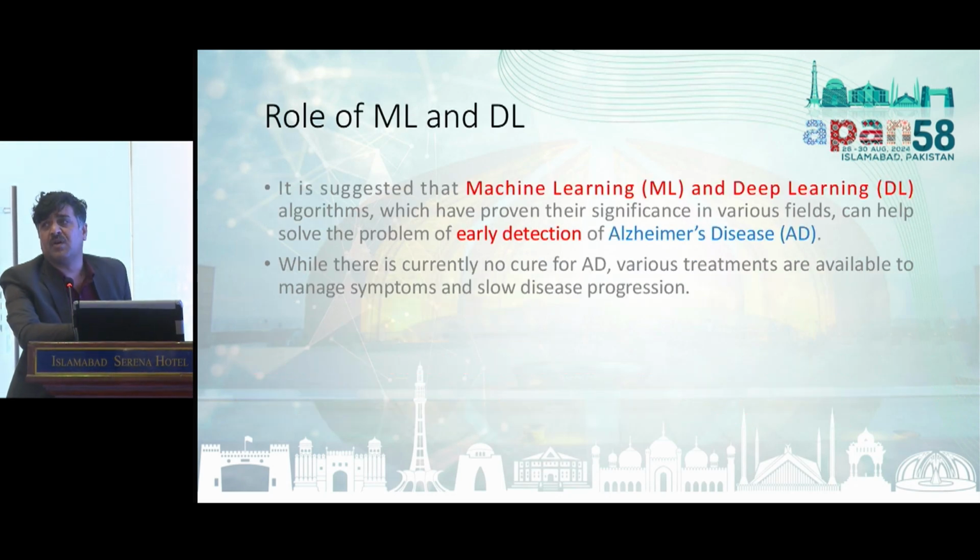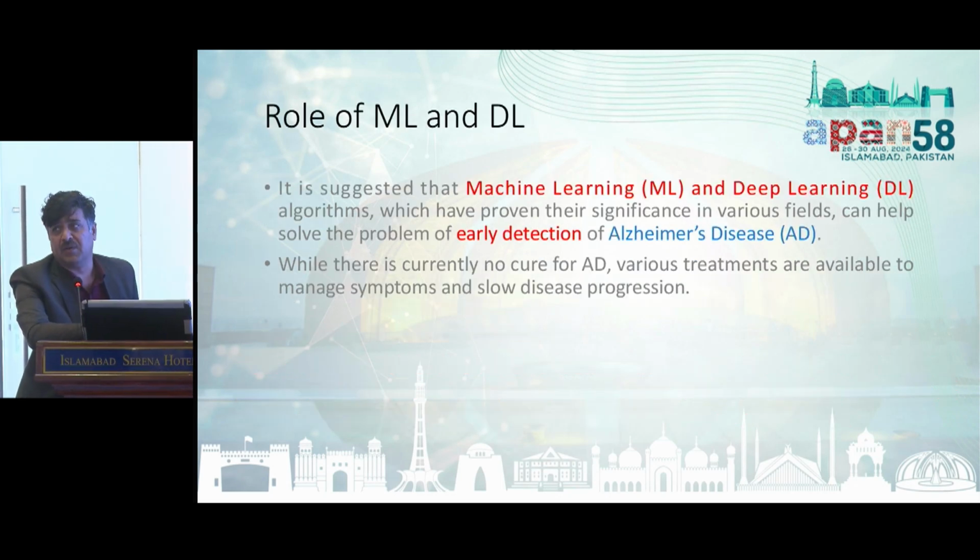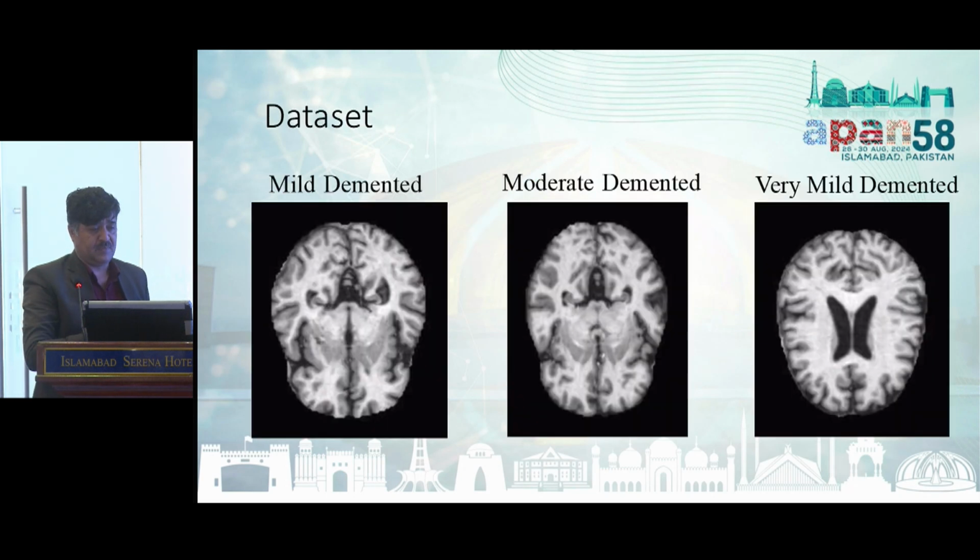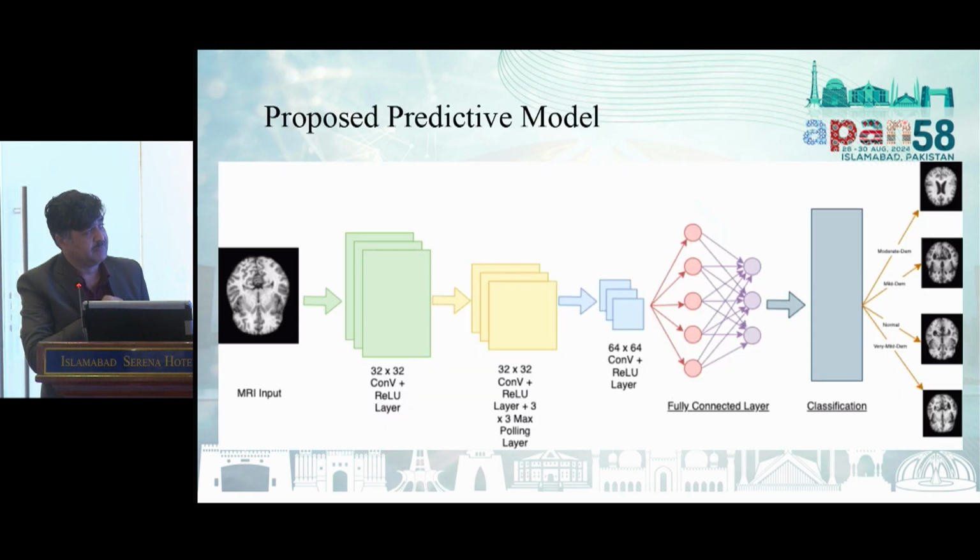So what is the role of machine learning and deep learning in this research area? The role of machine learning is to diagnose Alzheimer's disease in the early stages and to predict the level of the disease. Dataset image samples are taken from the Alzheimer's datasets on Google Kaggle. Examples of samples are mild demented, moderate demented, and very mild demented images.